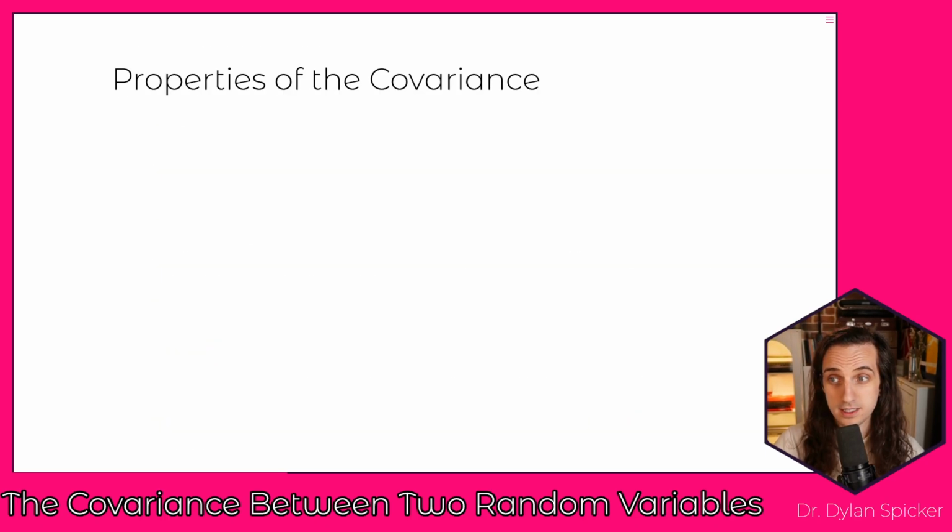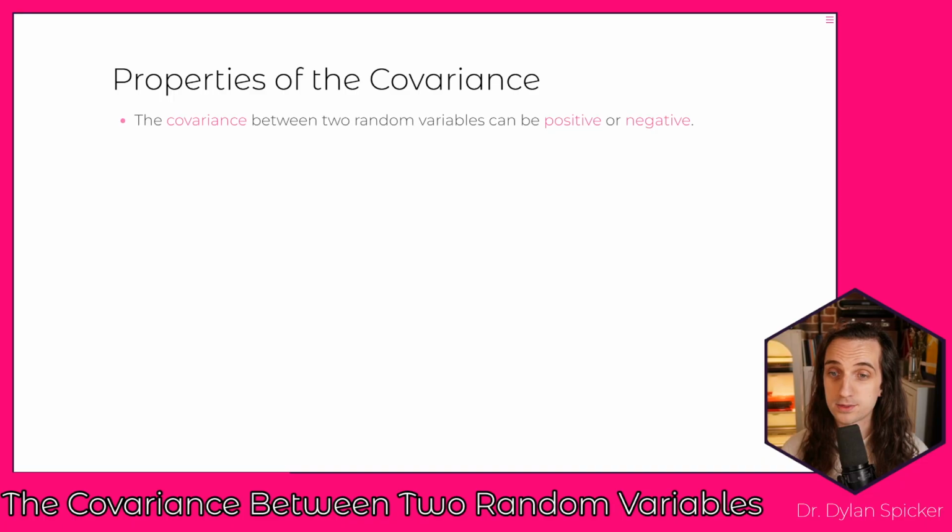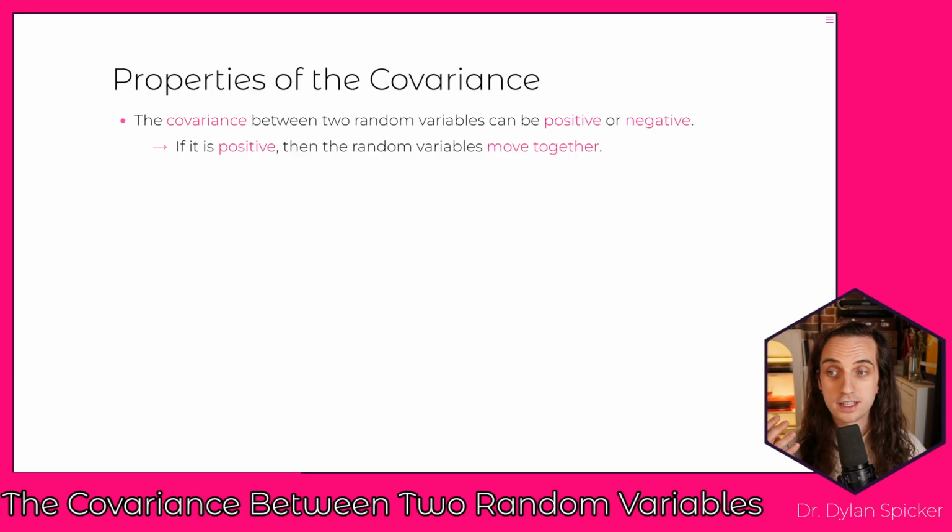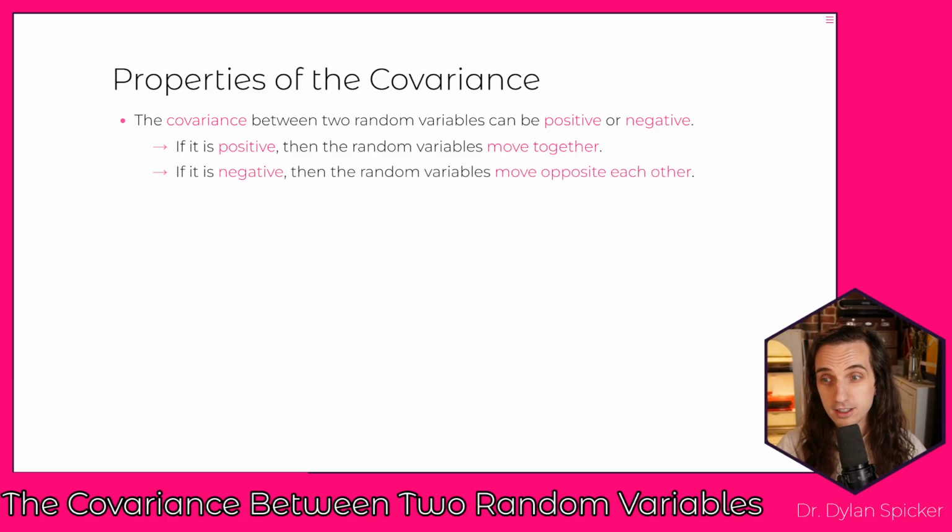Now, if we calculate the covariance, it's worth studying what the properties of the covariance will actually be. And so an important note is that the covariance can actually be either positive or negative. Our variances are always positive, but covariances are going to be either positive or negative. If it's positive, then we say that the random variables are going to move together. Increasing one indicates that there's going to be an increase in the other on average. If it's negative, then the opposite is true. So if we increase one, the other one should decrease, and vice versa.